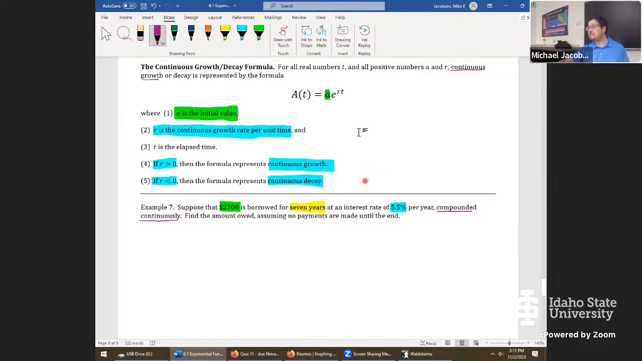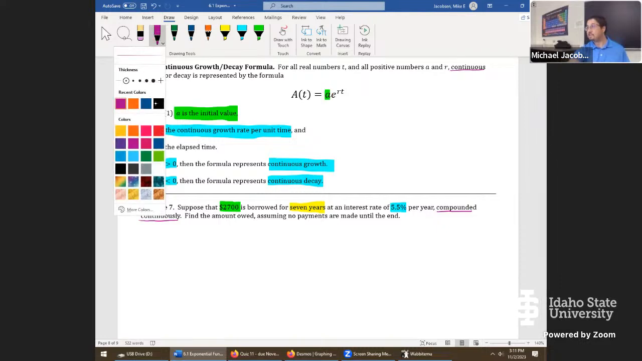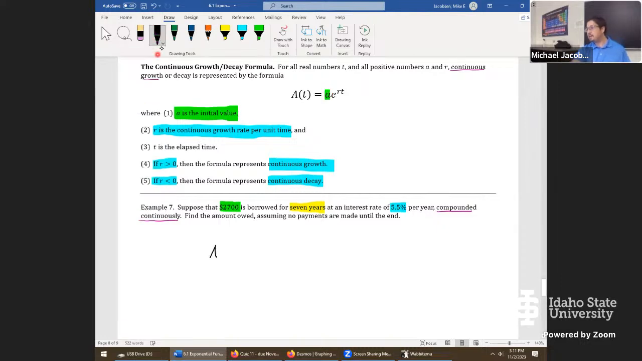Continuous growth or continuous decay. That means we're using this function. So just those words, compounded continuously, is indicating this is the right function to use now. So we'll write down the amount at time t is going to be a e to the power of rt.